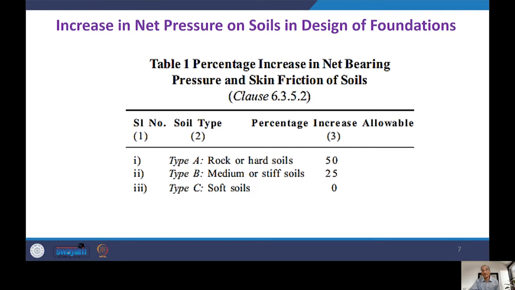These types of soils are defined later in Table 2, but before we discuss Table 2, consider these three types. For type A, which is in general rock or hard soils, you can increase the allowable bearing pressure by 50%. If your foundation is in type B soil, the increase when you consider earthquake load should be 25%. But if your foundation is on soft soil, there should be no increase in bearing pressure, irrespective of the type of foundation.